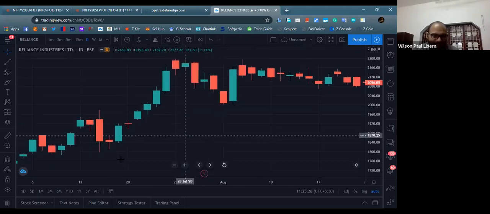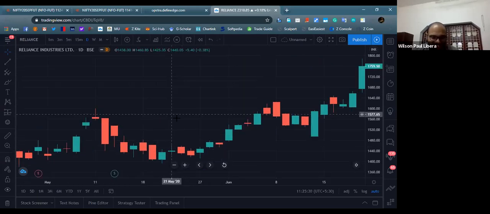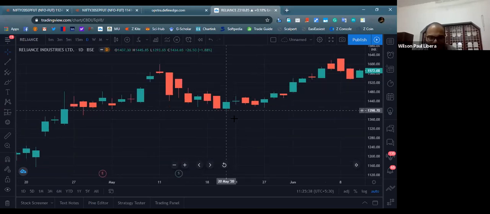Okay, Akshaya. See this one, the one I'm circling my mouse pointer around. I'll be keeping my mouse here, and you can see all the details here. You can just explain it to the audience. What does that particular candlestick mean?